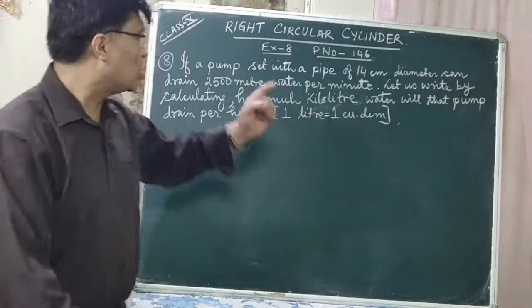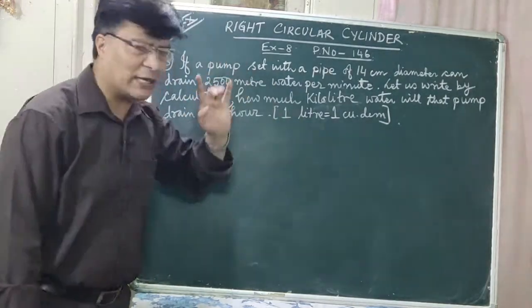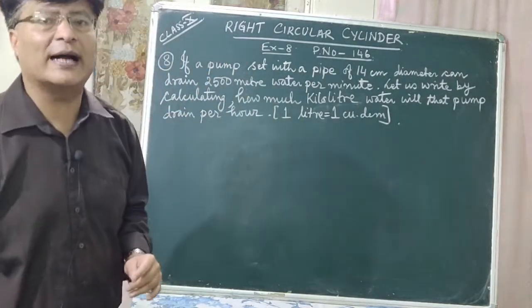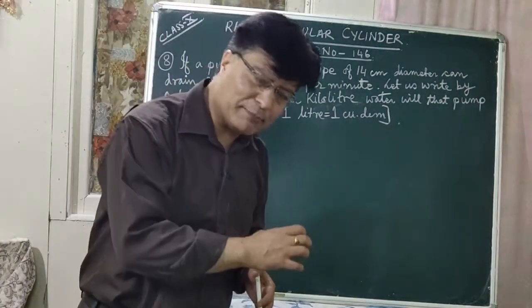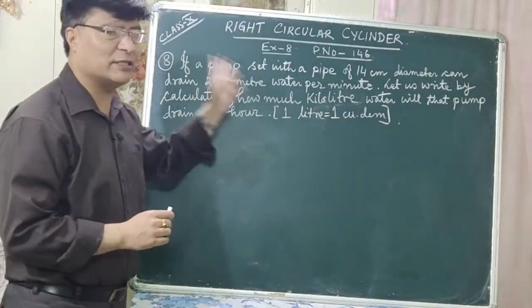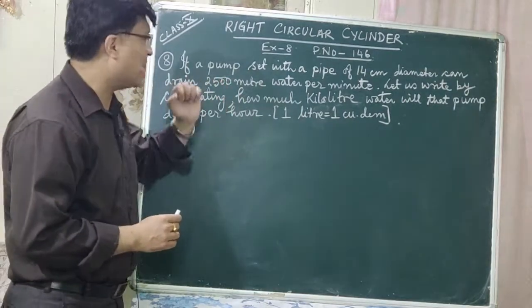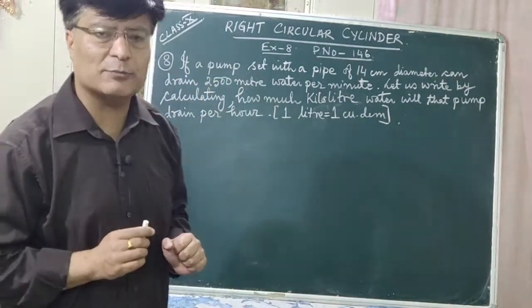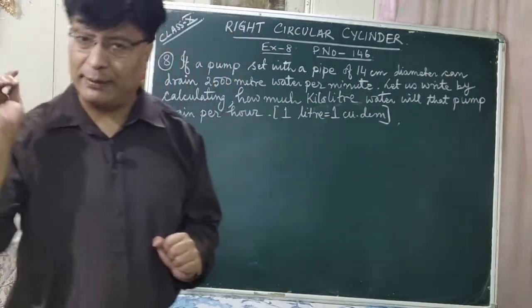Is that clear? This 2500 meters, we have to understand, is just like your height of the pipe. In 1 minute it drains 2500 meters of water, so we suppose 2500 meters as the height of the pipe.